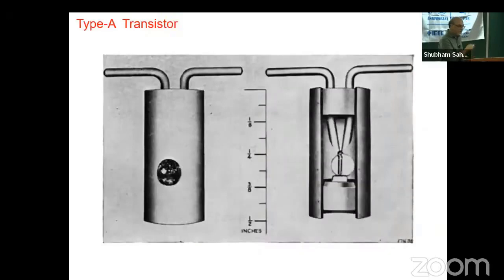The first transistor was commercially produced. It was called a type A because there are many other kinds of transistors that were invented. It was called a type A transistor. You see here, you can see the size of the transistor.